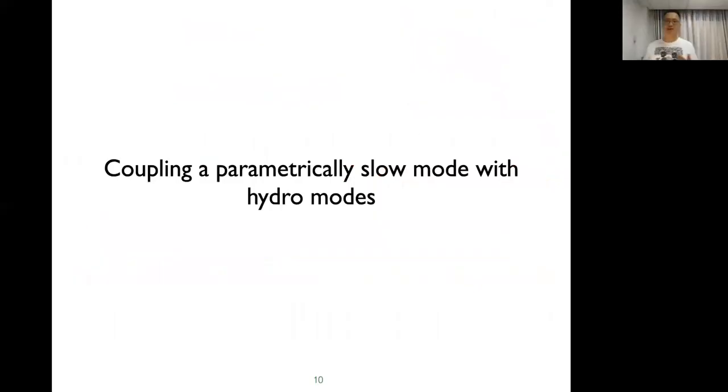But what is interesting is that it's always useful to consider some more general questions. Imagine that in some physical situation I have a very slow but non-conserved mode. How can I couple this slow mode with the hydrodynamic modes? I will first explain how to do this. The reason is twofold. First, this is like a warm-up exercise before we try to couple the long wavelength fluctuations to the hydro modes. And the second reason is that there are many physical situations with a parametrically slow mode, so the framework that we get from this might have very broad applications.